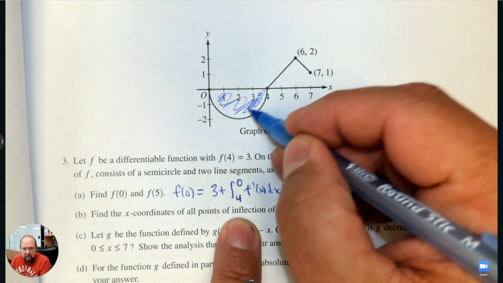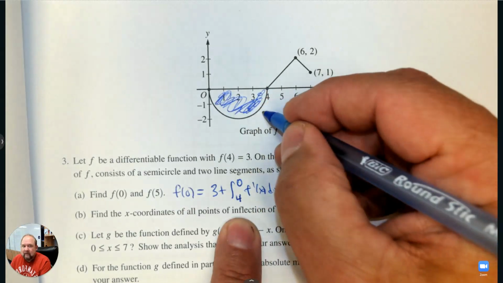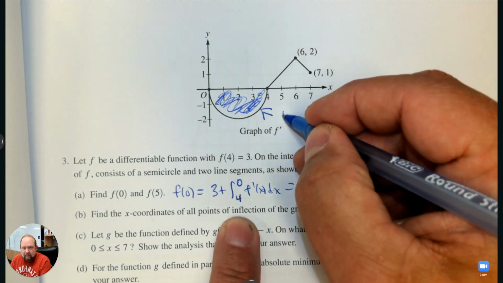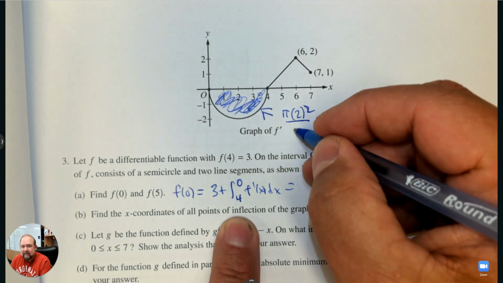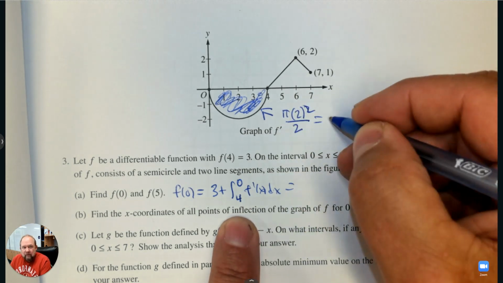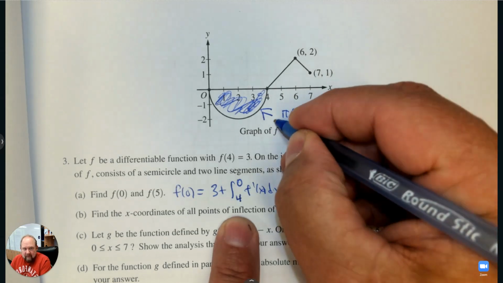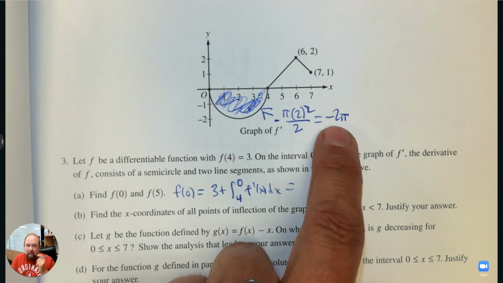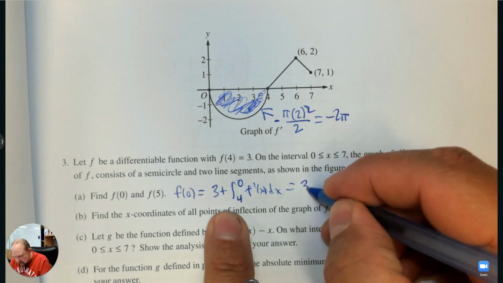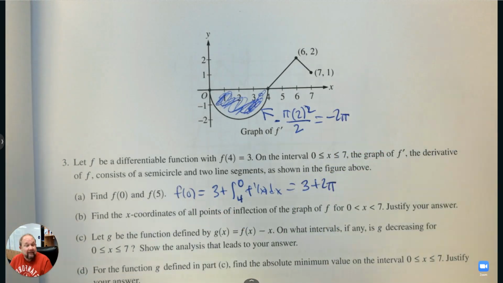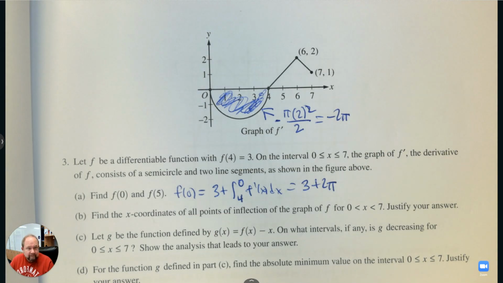So from 0 to 4 is a semicircle. That area is pi times the radius 2 squared, divided by 2. Normally that area, because it's below, would be negative 2 pi. But because it's flippity-flipped, it's going to be positive. So it's 3 plus 2 pi. And that's it. You have your answer.